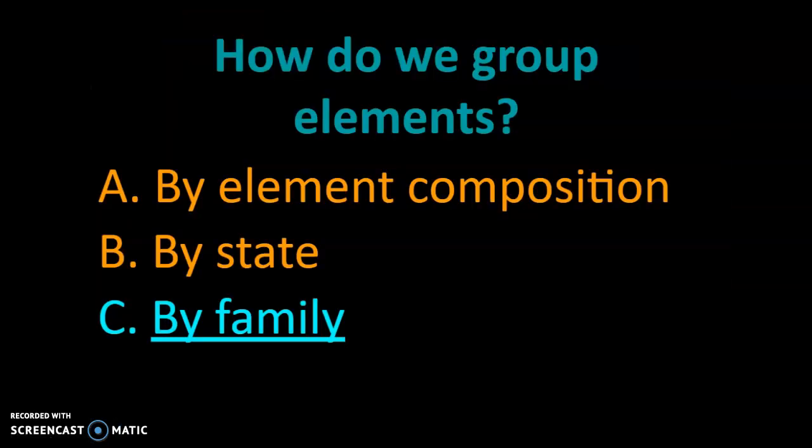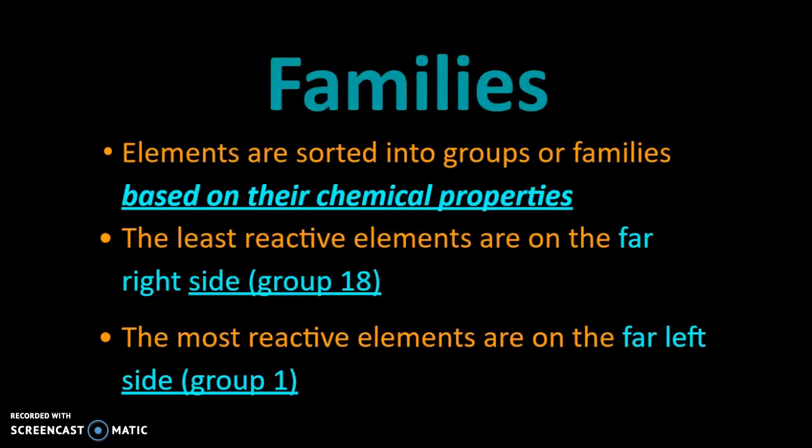We can actually group elements based on their families. So some of these elements, because they act the same way based on the number of electrons on their outside shell, are part of the same family because they have the same properties and act the same way. So again, families are sorted because they have similar chemical properties.